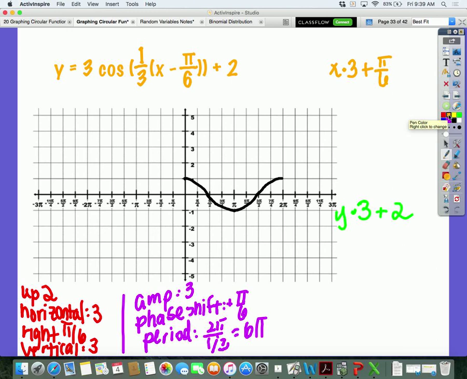Because what are the x values of the original cosine function? 0, pi over 2, pi, 3 pi over 2, and 2 pi. So you can take each one of those x values, multiply them by 3, and then add pi over 6 first before trying to put them on the graph. What's 0 times 3? 0 plus pi over 6 is? So I know that first point is going to be pi over 6.